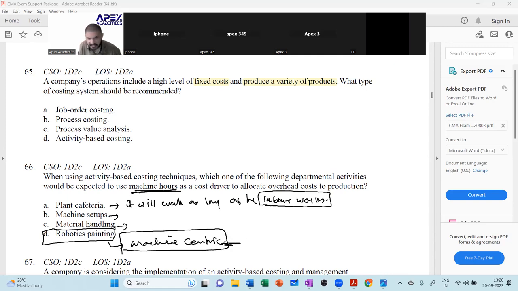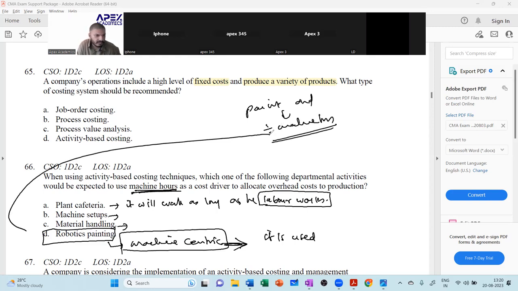It is machine centric. And the fact that it is machine centric, it is used now. As long as the robot works, the painting keeps getting done. So the robot is working, painting is happening. So the painting overhead will be based on what? Machine hours. Driven by what? The robotics. So when activity based costing, which one of the following would be expected to use machine hours? Robotics painting. All the others have their own way of going about.